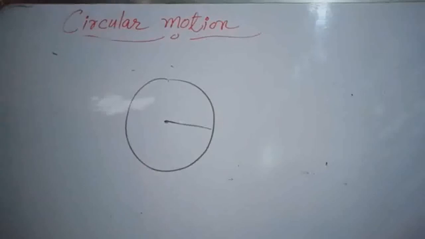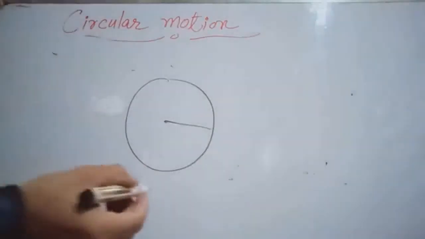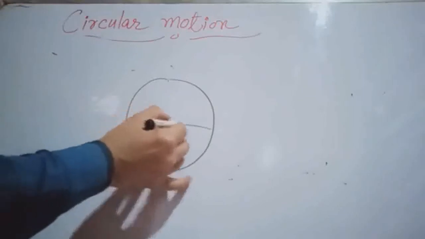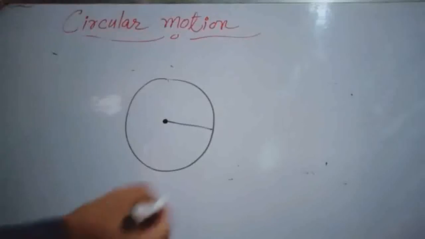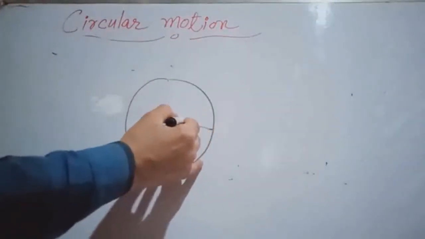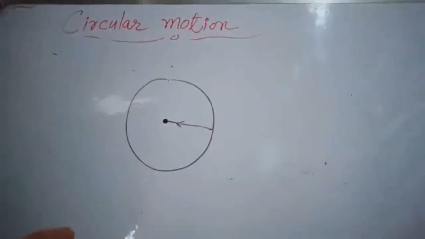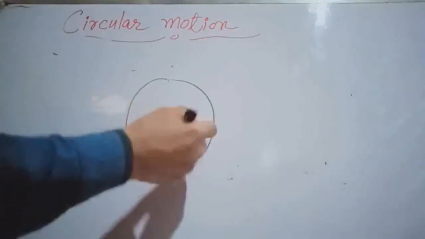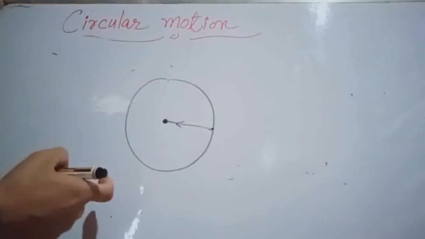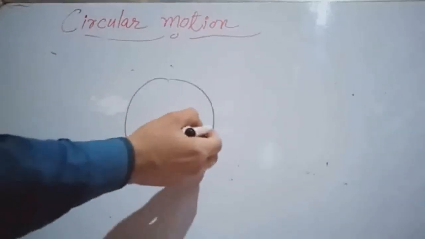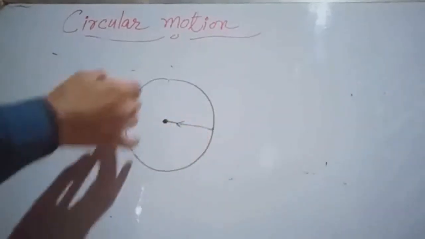But here the acceleration acts toward the center of the circular path. This means that there is a special type of force which is dragging the object towards its center, which binds the object to move in the circular track.